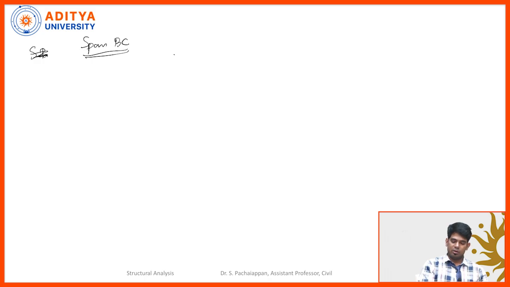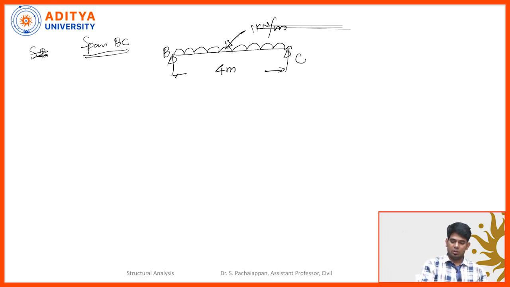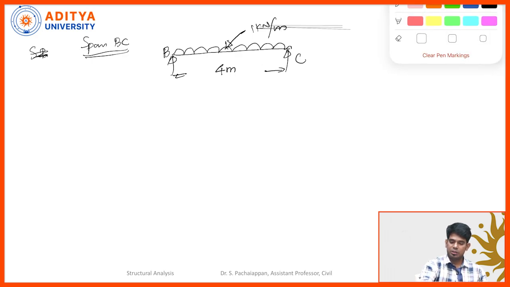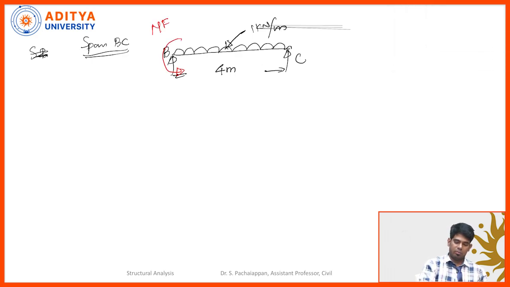So let's draw the free body diagram first. This is support B, support C. Span BC is subjected to the UDL of intensity 1 kilonewton per meter and the span is 4 meters. Now what are the fixed end moments? We are going to calculate MF BC and MF CB. First I am going to calculate MF BC, equal to minus because of the anti-clockwise direction.